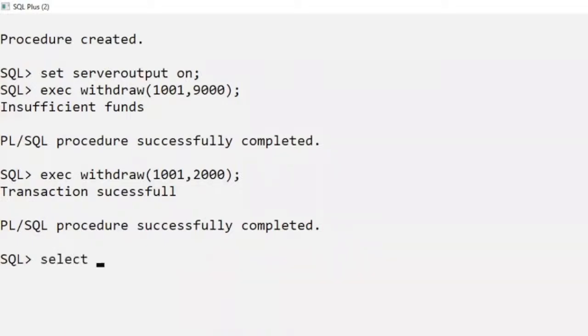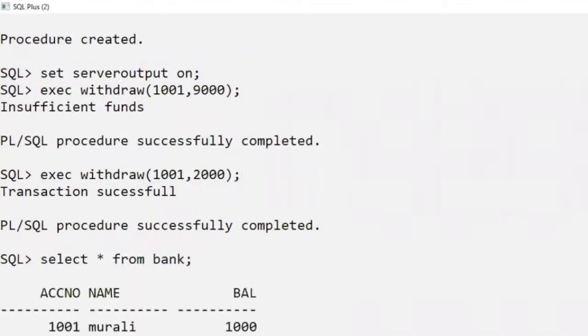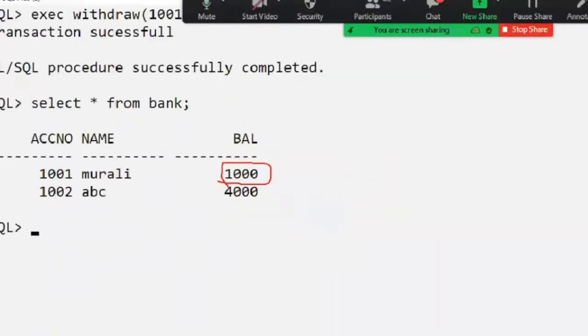In my bank table I try to observe it. So here, the bank is a table. Now check it out. In the previous case, 3,000 is there. For example, I try to withdraw 3,000 minus 2,000 rupees, then automatically the remaining balance is 1,000 rupees, right? How is it possible?